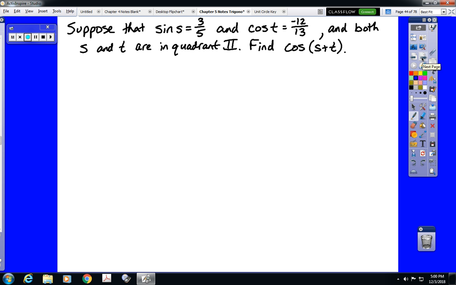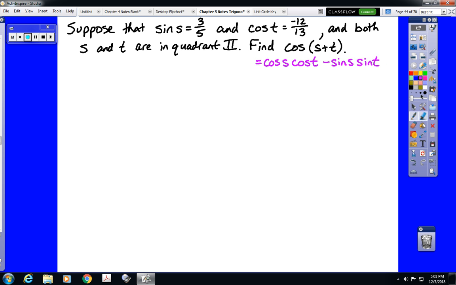Okay, that brings us to the last slide, and this is a, quote, more advanced problem, but it's really not. What it is doing is drawing on previous knowledge. We did all kinds of problems exactly like this one back in chapters 1, 2, and 3. It's based off of the definitions of our various trig functions. We are asked to find the cosine of s plus t. Well, according to our pattern, that is the cosine of s times the cosine of t minus the sine of s times the sine of t.